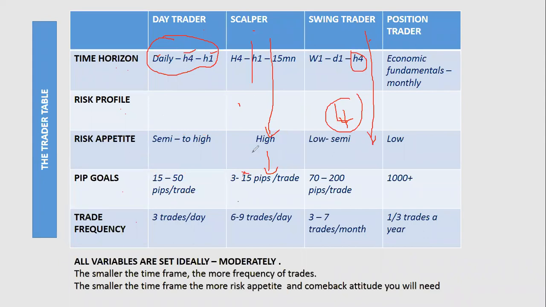A scalper is looking for 3 to 15 pips per day. By now, I'm sure we all know what pips are. Usually, this is what kills people, right? Some people don't have realistic targets when trading. They overreach.